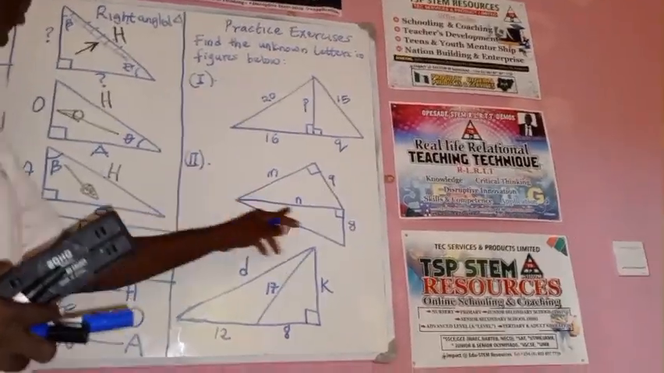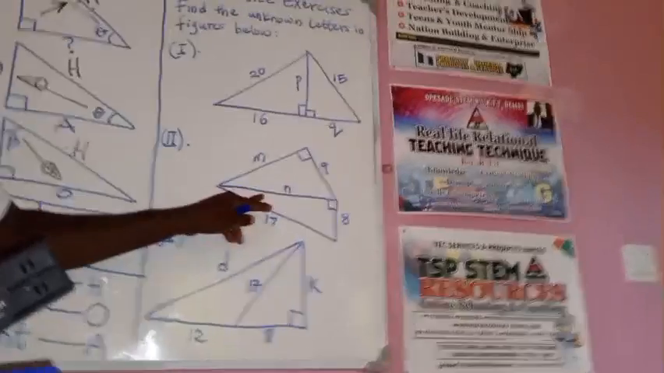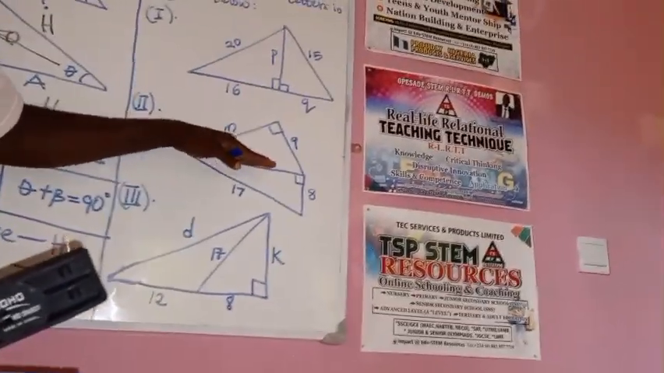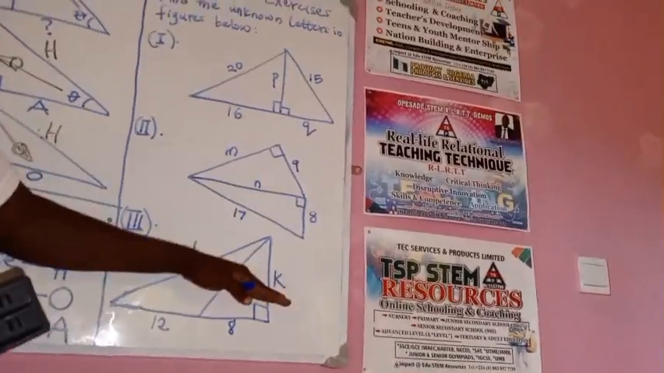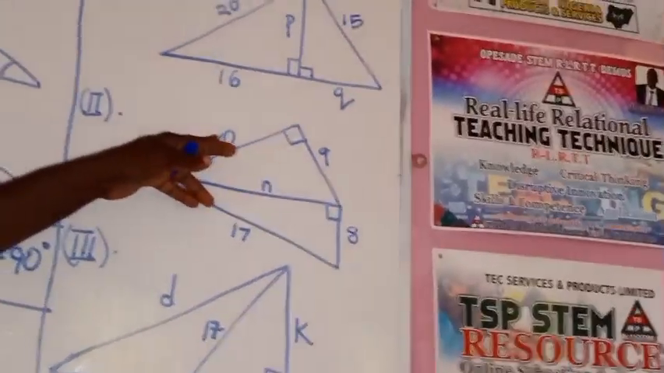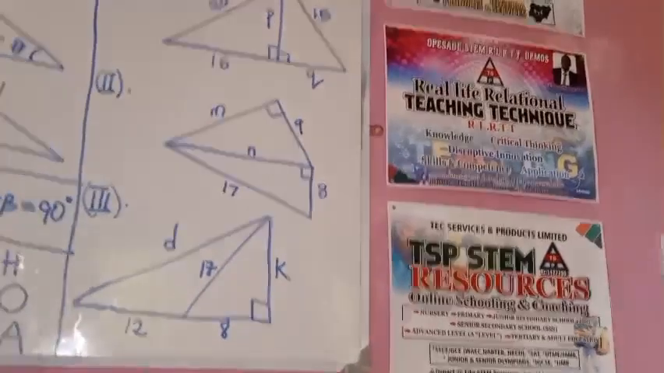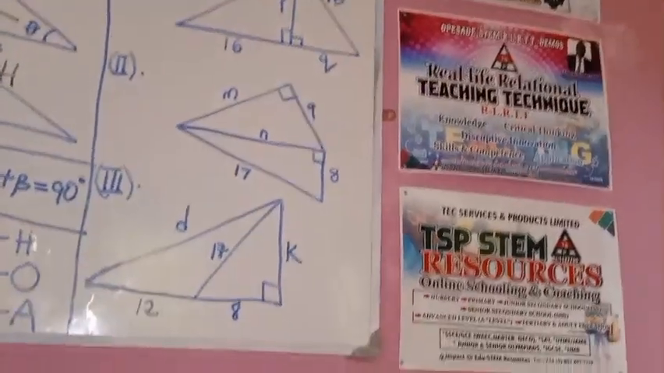Okay? Figure 2, look at this. How many right angle triangles can you see here? 2. If you cut it here, like this, there is one right angle triangle, another right angle triangle. Then you can now go ahead to find your M and your N.